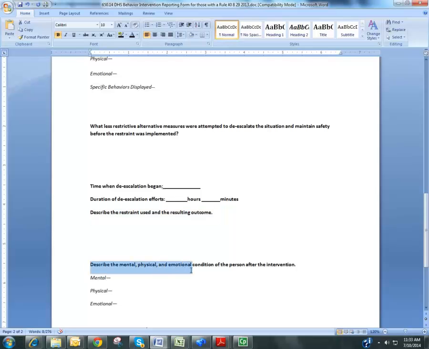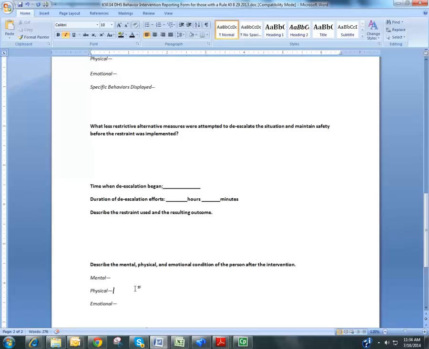And down here you will indicate again the physical, mental and emotional condition of the person after the intervention. So once the intervention was done and the person was released from the restraint, indicate these three conditions again, using similar words that we talked about before. So with the mental condition, talk about how the person was processing. Were they able to follow the directions of the staff? Was the person rather rational? What were the things that the person was saying? What were some of those indications?